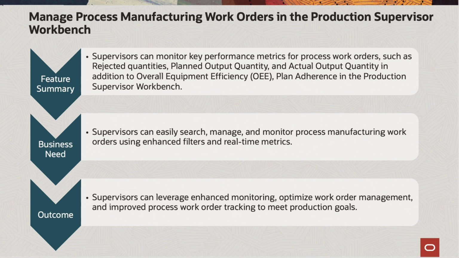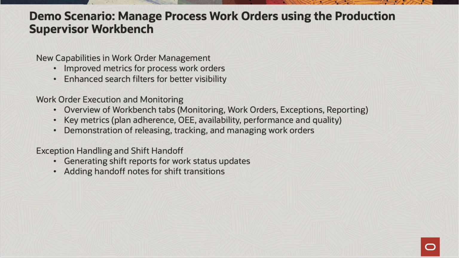In addition, supervisors can now easily search, manage, and monitor process manufacturing work orders using enhanced filters and real-time metrics. Supervisors can also leverage enhanced monitoring, optimize work order management, and improve process work order tracking to meet production goals. In this demo, first, we'll look at the new capabilities added to process work orders, including improved metrics, enhanced search filters, and expanded work order actions previously available only for discrete manufacturing.